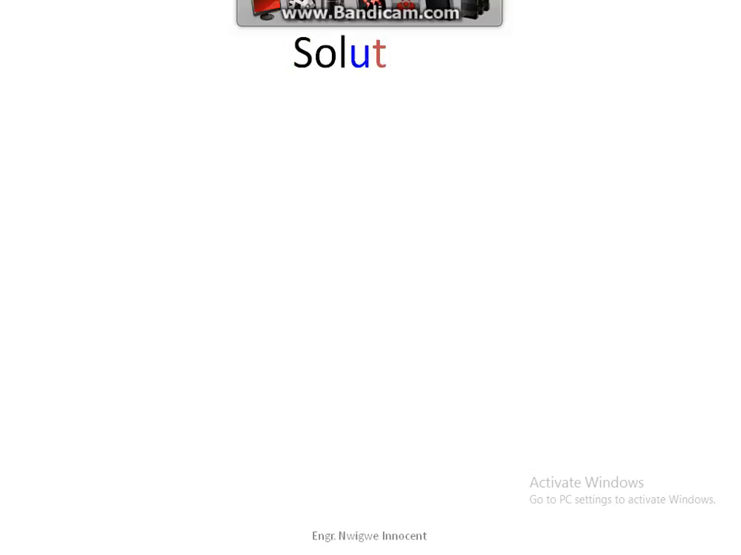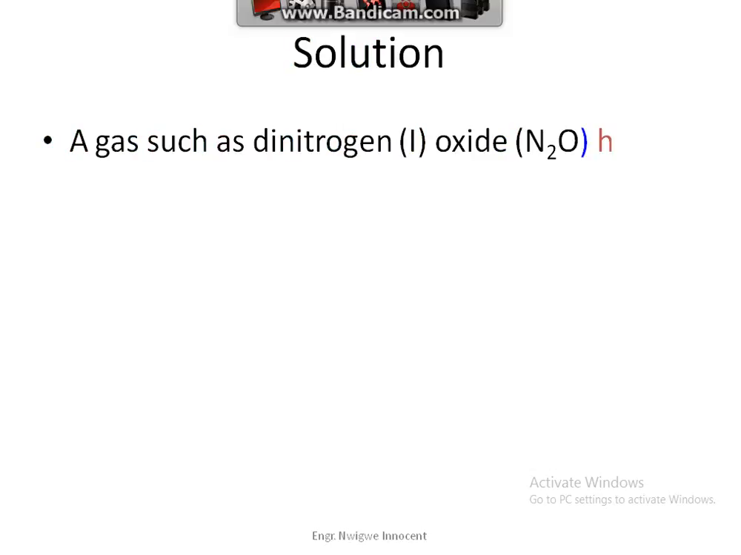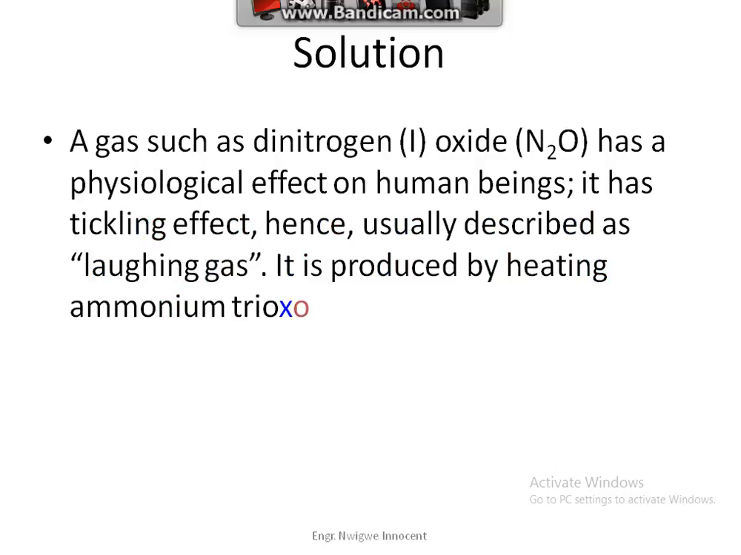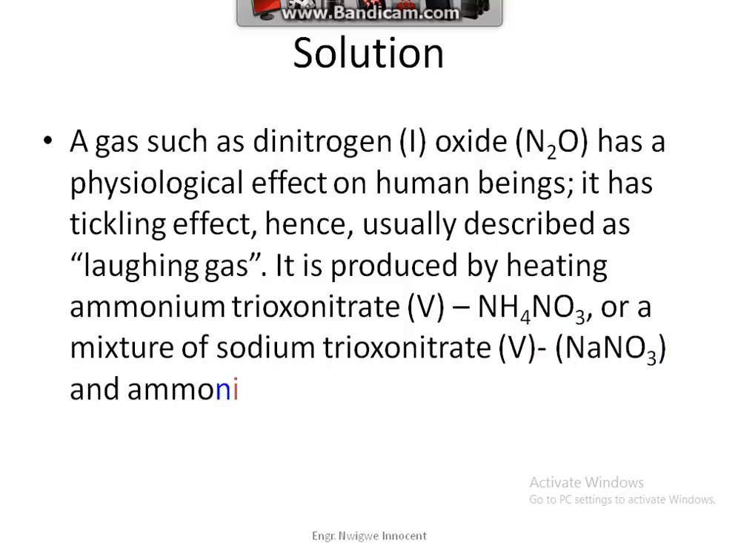Solution. A gas such as nitrogen 1 oxide, N2O, has a physiological effect on human beings. It has a tickling effect, hence it is usually described as laughing gas. It is produced by heating ammonium trioxonitrate 5, NH4NO3, or a mix of sodium trioxonitrate 5, NaNO3, and ammonium chloride, NH4Cl. Answer is C. It is also used to enhance the speed of vehicles as you watch in Fast and Furious.